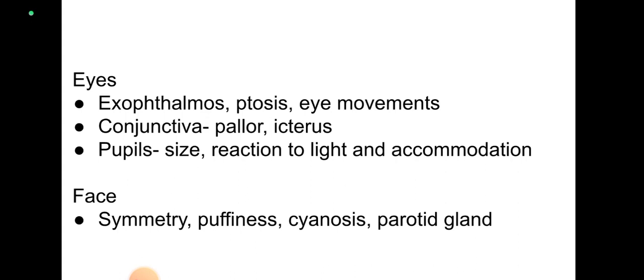So we start with eye and note down exophthalmos, ptosis, eye movement. Conjunctiva is looked at for pallor and icterus. Pupil size, reaction to light and accommodation is noted. In face, we note for symmetry, puffiness, cyanosis, and also check for parotid glands. We will study about examination of parotid glands later.